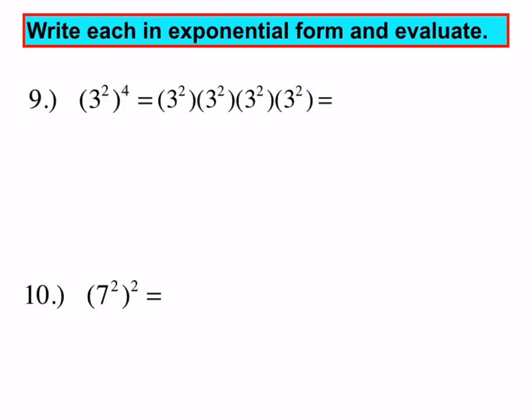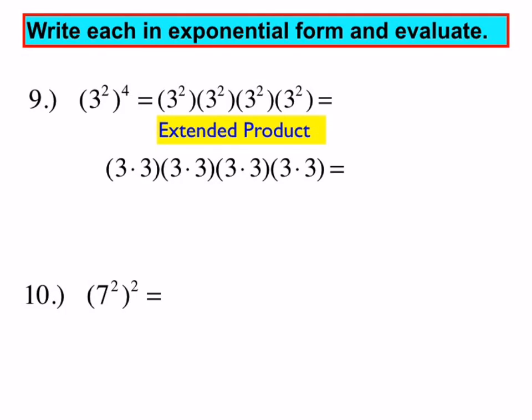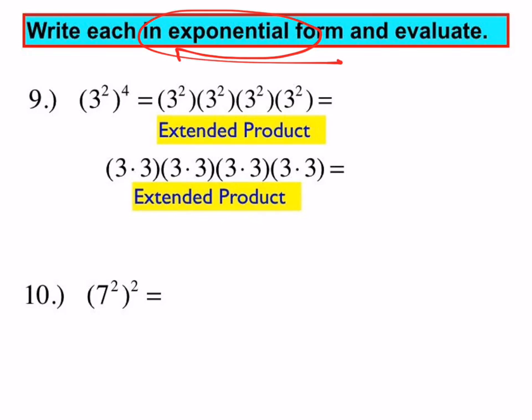Number 9, we have 3 squared to the 4th. So I have 4 groups of the 3 to the 2nd powers. If I then extend the product again, I can see that I have 2, 4, 6, 8 of those 3s. The one thing that I think some of you didn't see, the instructions have changed here. It says write in exponential form and evaluate. So I'm going to go ahead and give you the answer to number 9, but then I'm going to give you another minute to figure out what 10 and 11 should be.